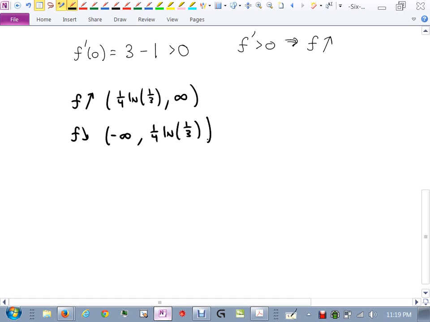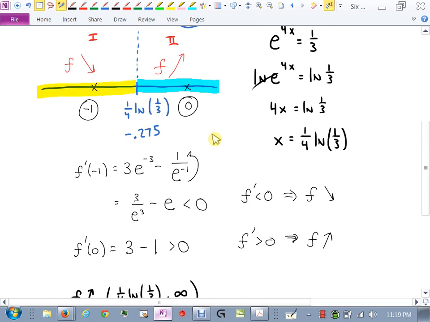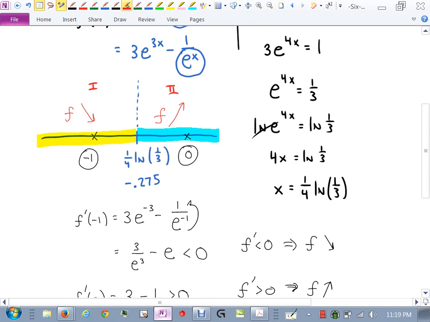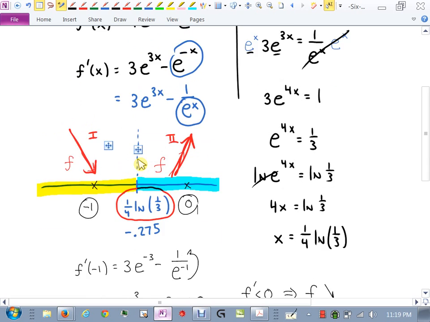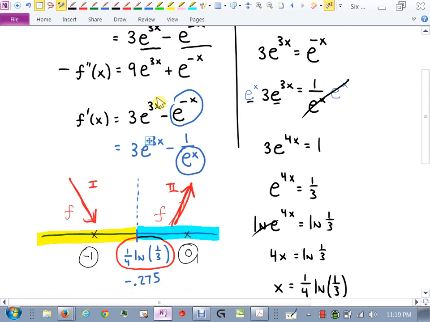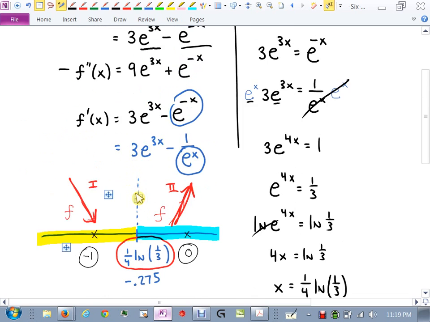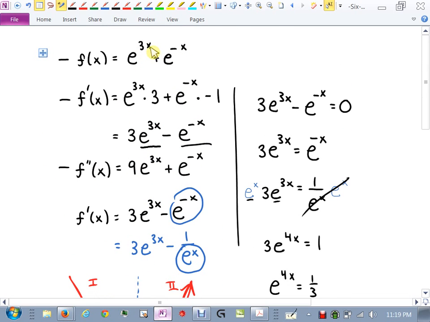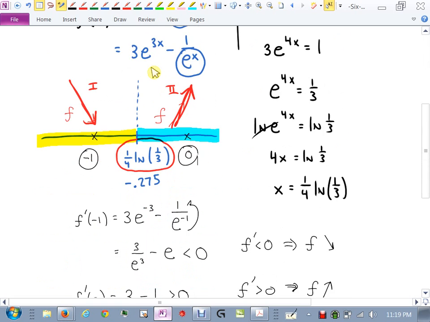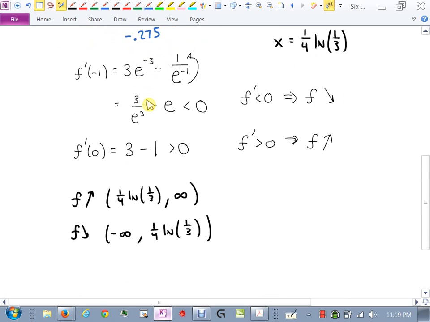So the next thing I want to know is where the local minimum was. Notice that our function goes from decreasing to increasing, which means we'll have a local minimum here, as long as that point can be plugged into the function. The derivative doesn't have to be 0, but our function must be defined there. Remember, our function is defined everywhere because we can plug any x in here and here. So that should be where we have a local minimum.